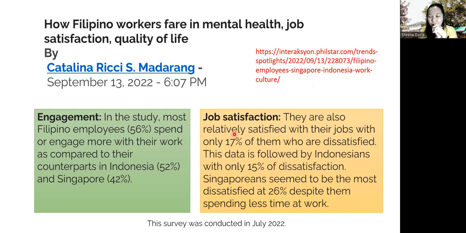Meron tayong, anong tawag doon? Parang always positive na outlook. Kaya minsan nagkakaroon ng toxic positivity. But still, di ba? Based on these researches, isa tayo sa pinakamataas sa Southeast Asia.